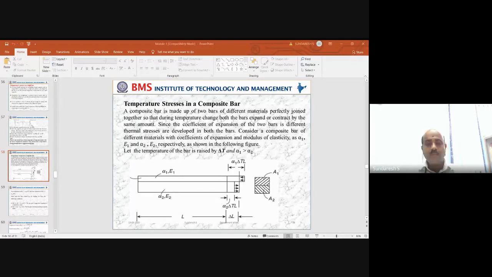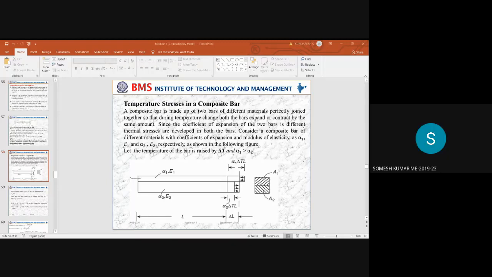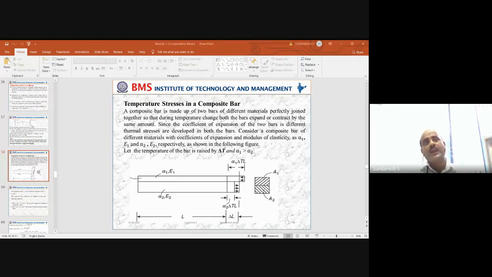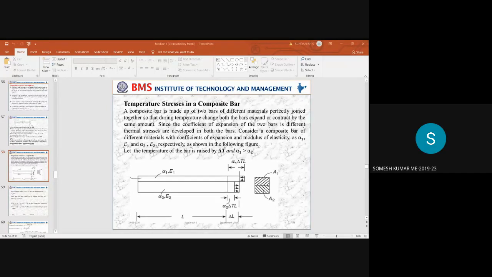Sir, whose linear expansion will be more, that will undergo compression, and whose will be less will undergo expansion. Yeah, that's right, provided delta T and L are the same for both the materials. Same. Okay, sir. Thank you.